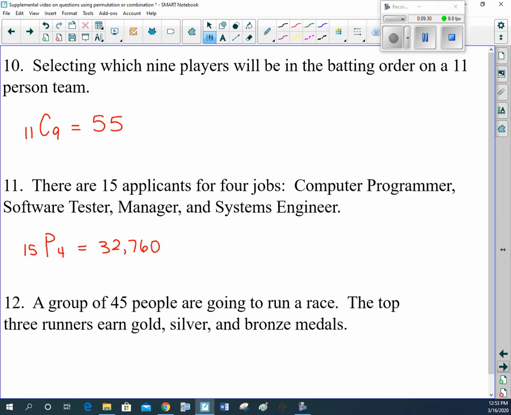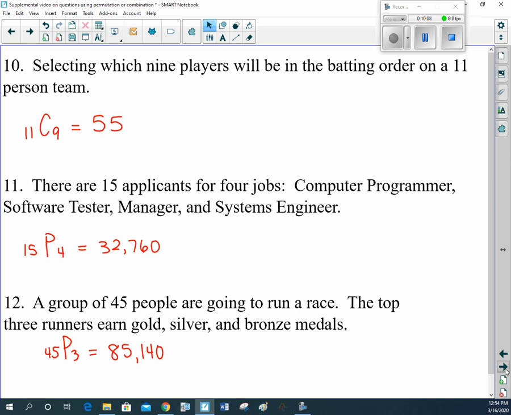Okay, last one. A group of 45 people are going to run a race. The top 3 runners earn gold, silver, and bronze. This is keeping track of place order. That other one where they just had 8 finishers, we weren't keeping track of the place order. So this one, order matters, so that is a permutation. So out of the 45 permutation, order matters. We've got 3 places, gold, silver, and bronze. The outcomes for that would be 85,140.